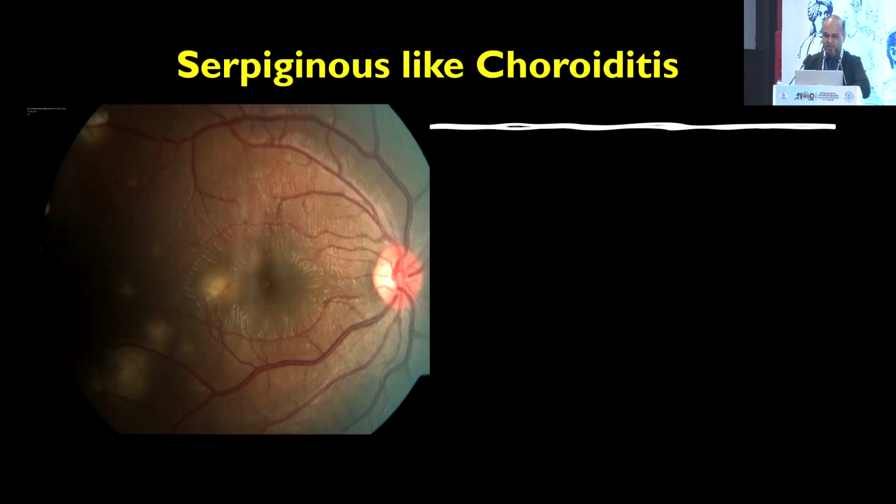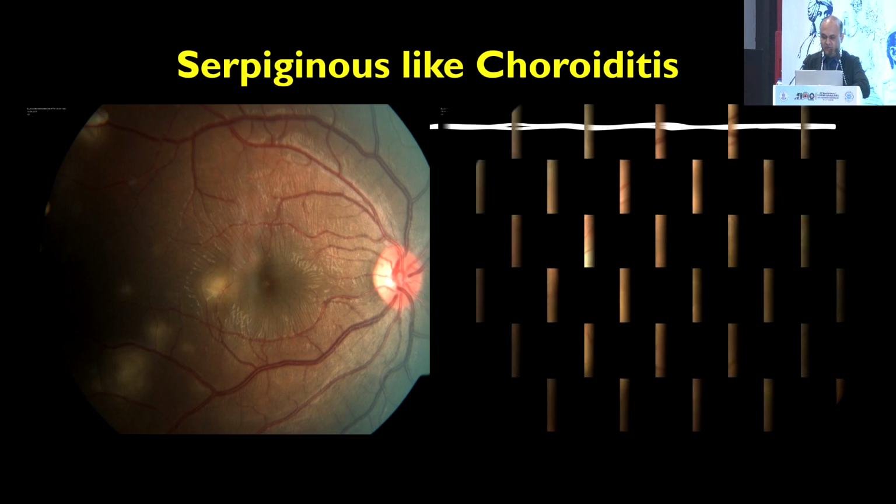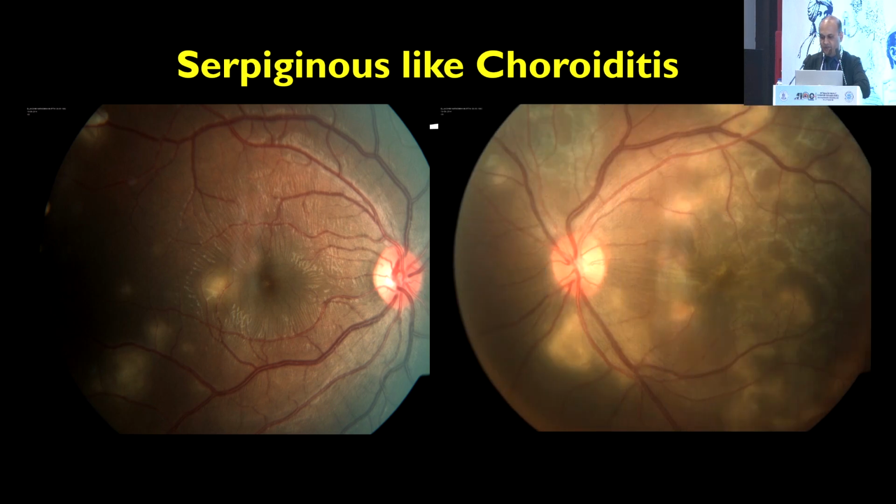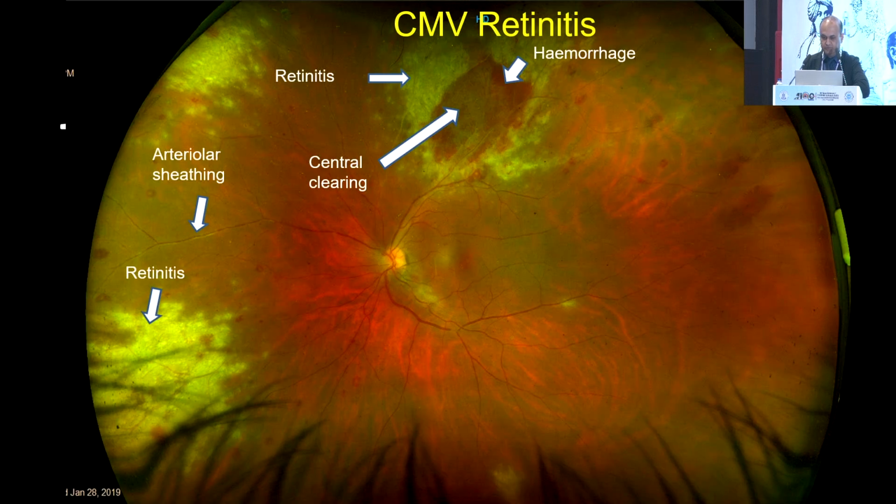Serpiginous-like choroiditis is again another pattern which can be easily identified. You can see these lesions over here which may not involve the peripapillary area. You can sometimes see unifocal lesions. Usually unilateral, it can also occasionally be bilateral, with this pigment clumping. Again a clue to underlying serpiginous-like choroiditis, and the etiology over here in most cases is ocular tuberculosis.